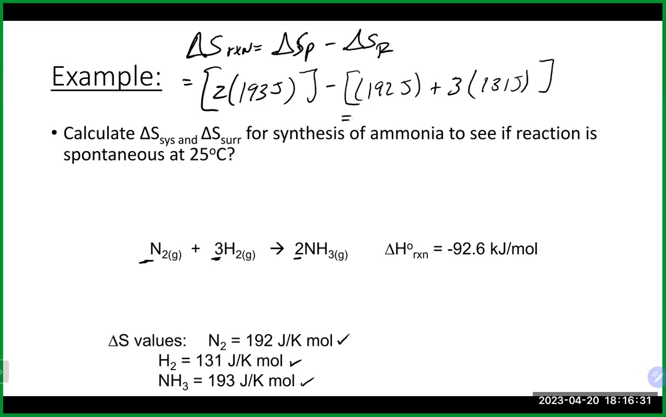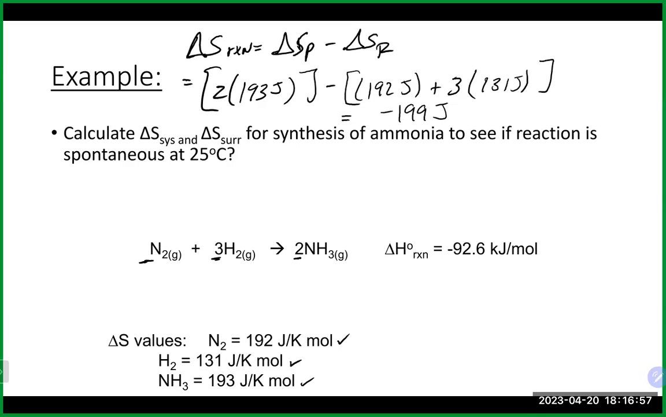And that's going to give us 2 times 193 minus 192 plus 3 times 131. Looks like we get something like minus 199 joules here.